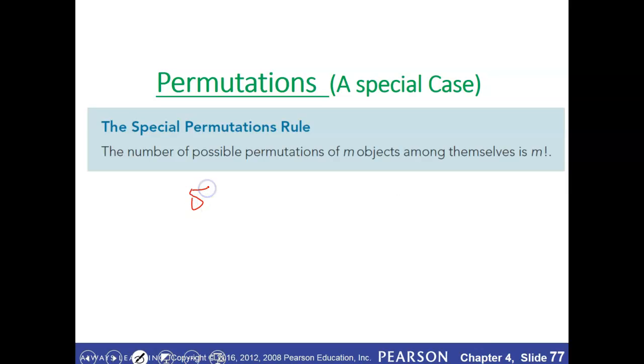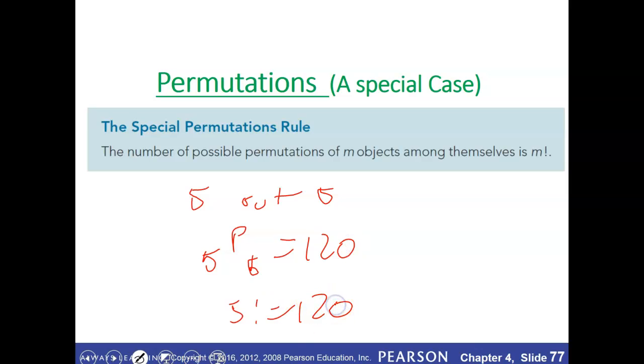If I'm picking 5 songs out of 5, okay, well, I could do this by going 5P5. Okay, but that's just the same thing as 5 factorial. And you can try that on your calculator. If you press 5 and then go to math, go to PRB, go down to number 2, and make it 5, picking 5, that's 120. But also if I do 5 factorial, that's 120.